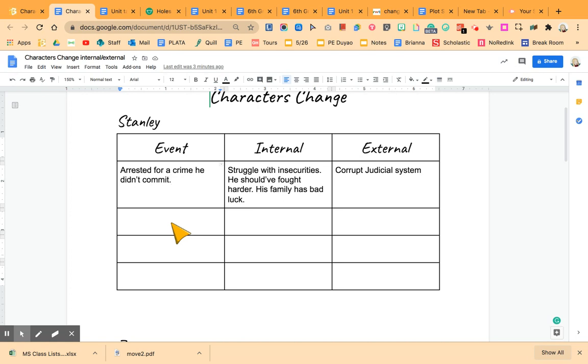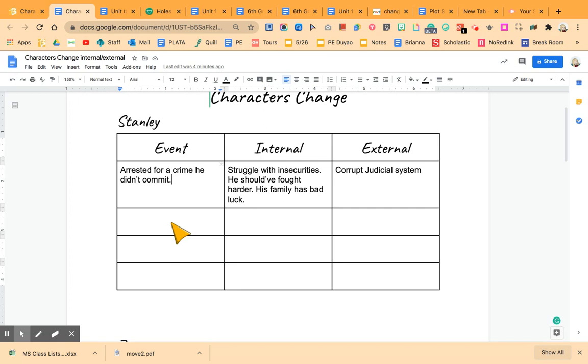And then also that event of being arrested for a crime he didn't commit, there's a big external conflict there, that it's a corrupt judicial system, right? How can a young boy be arrested for a crime he didn't commit and then be sentenced for that? And so that is a struggle that he had externally.